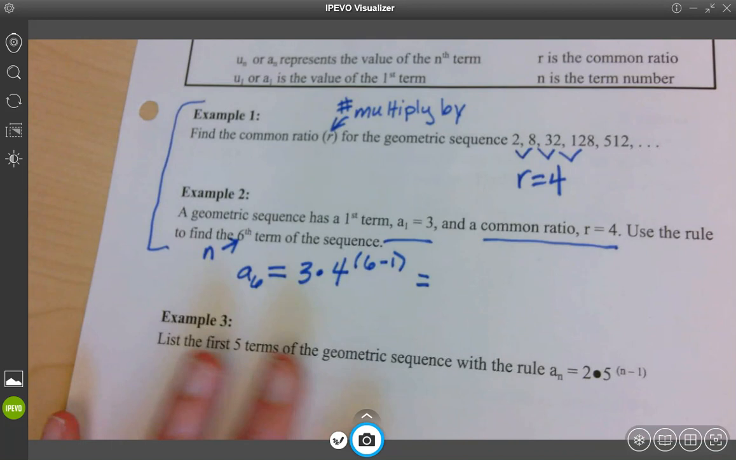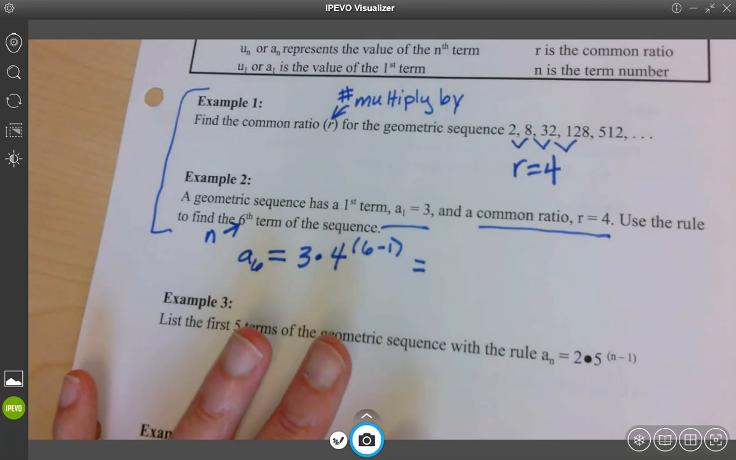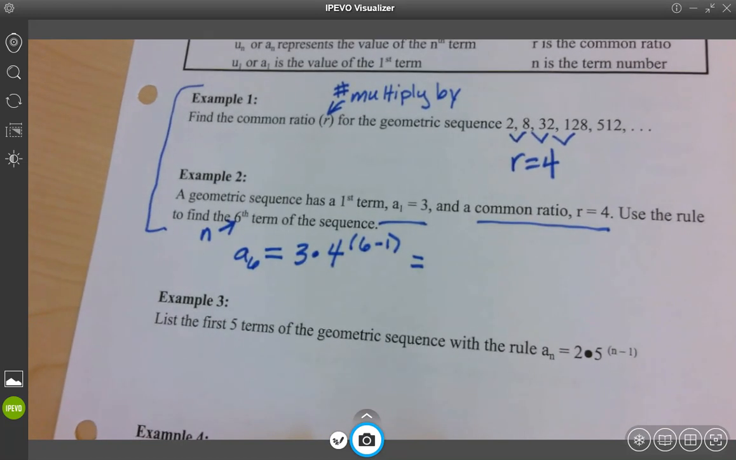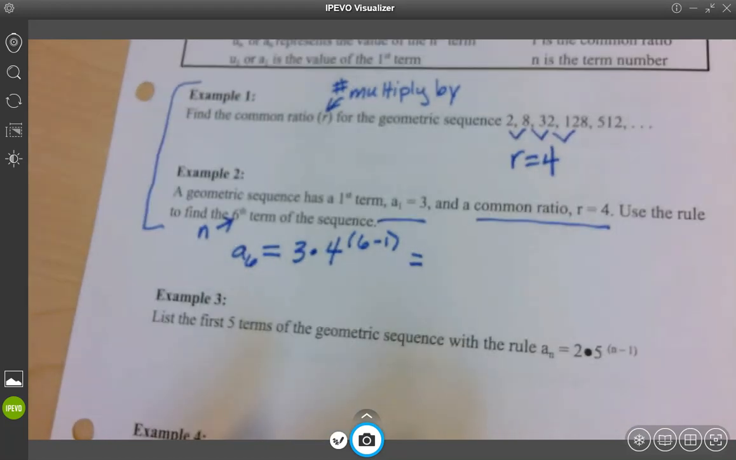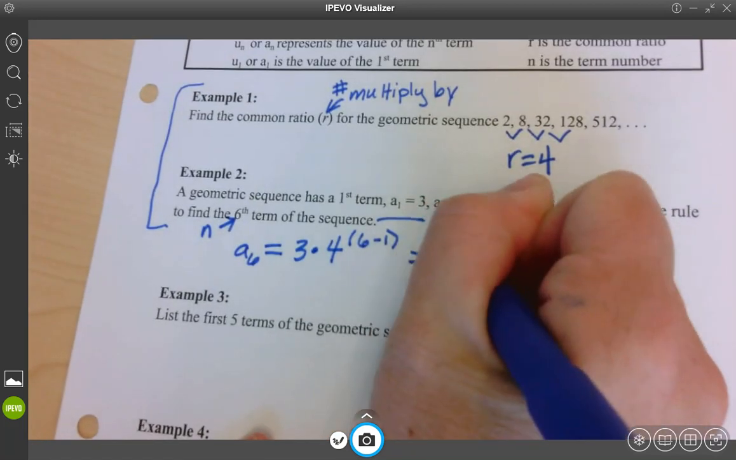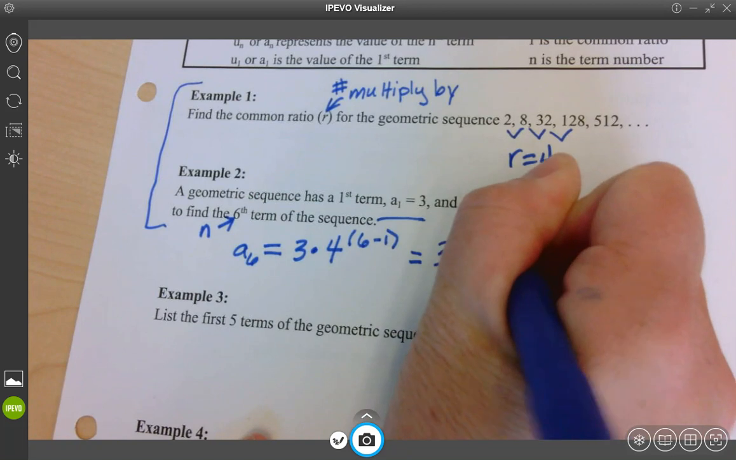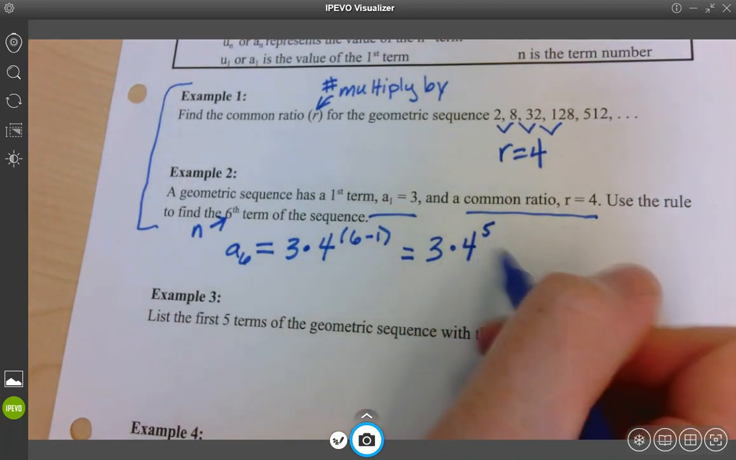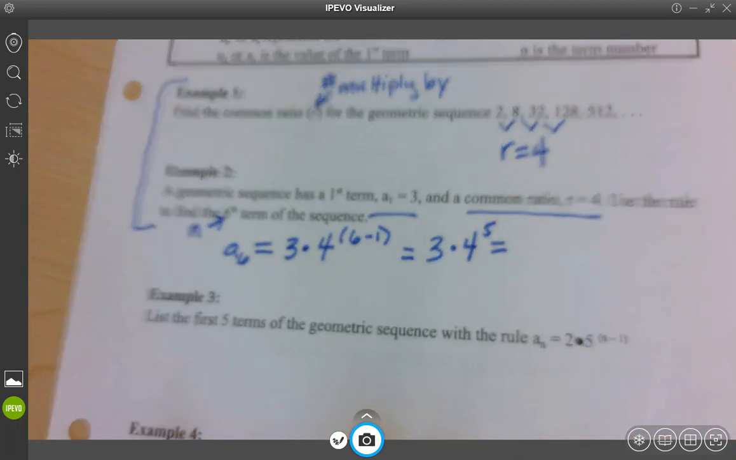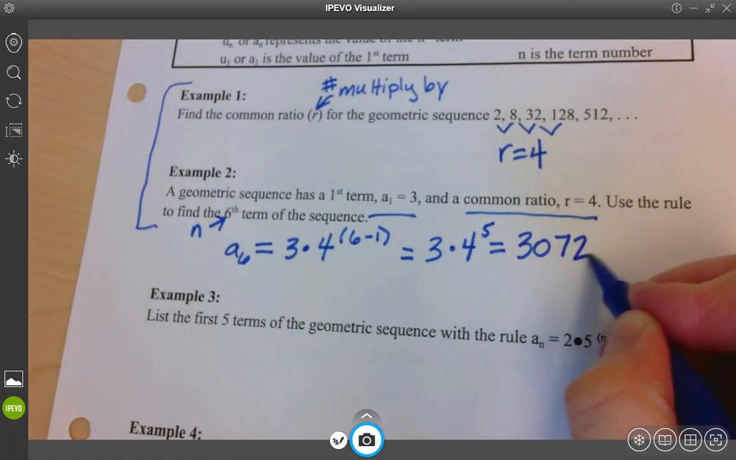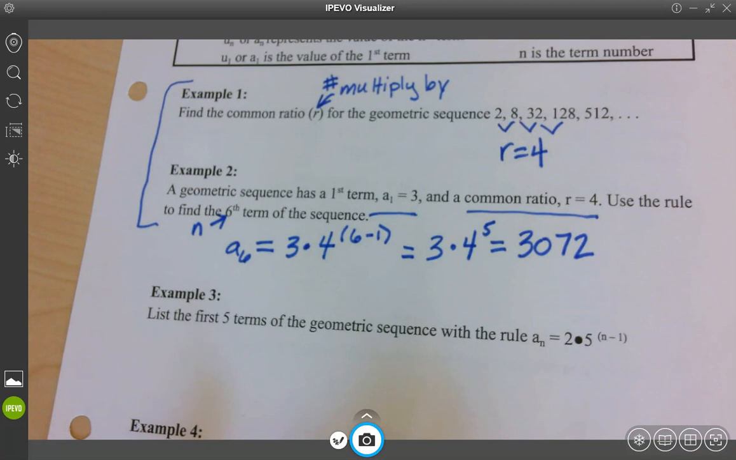Now, most of you just put this into Desmos and you were able to get an answer, but if we had to do this with order of operations, what would we do first? So, yeah, well, let's do the parentheses first. So we would get 3 times 4 to the 5. And then do we do multiplication or exponent next? Exponent. So then you would do the exponent and then you would multiply. Alec, what did you get? Anybody else get 3,072? Yeah? Okay.